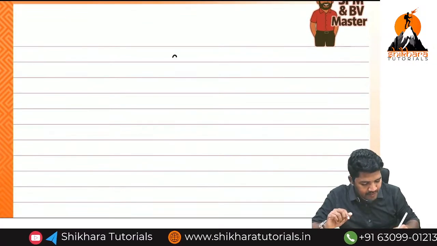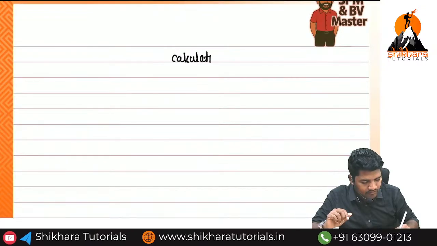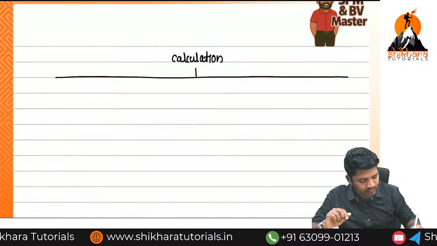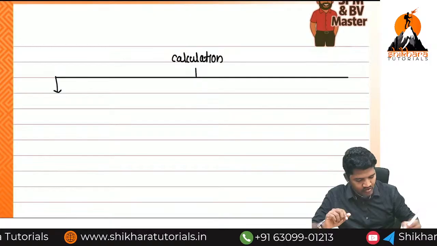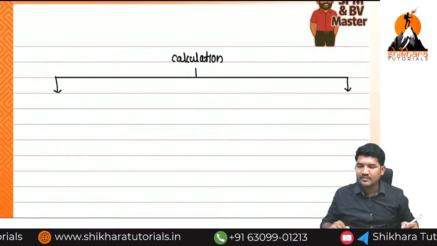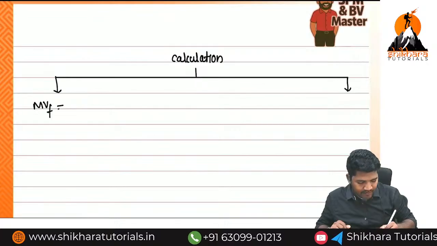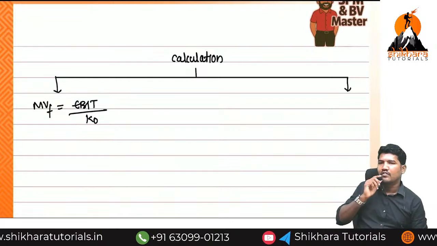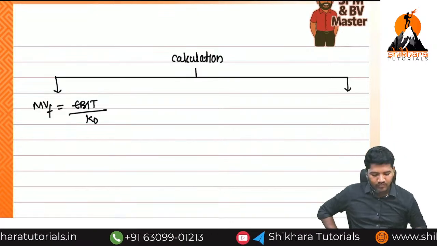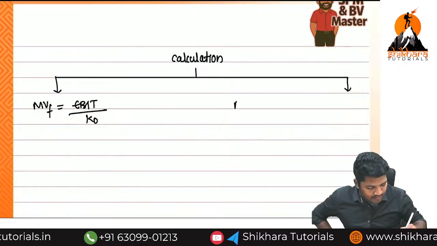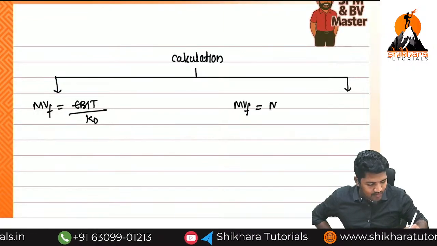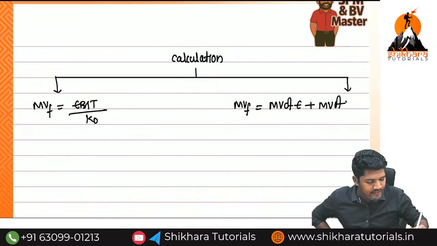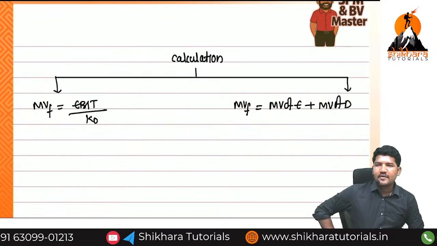When it comes to the calculation part, I already expressed the formula. Market value of firm has a direct formula: EBIT divided by KO. Now there is an alternative formula: market value of firm equals market value of equity plus market value of debt.